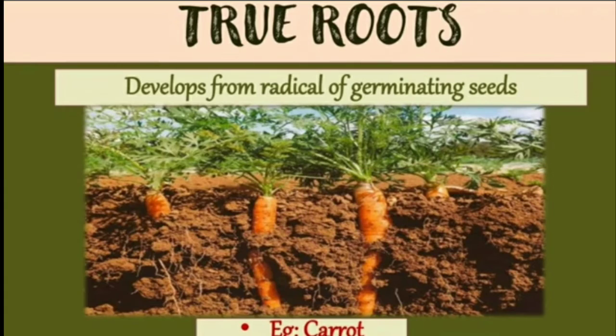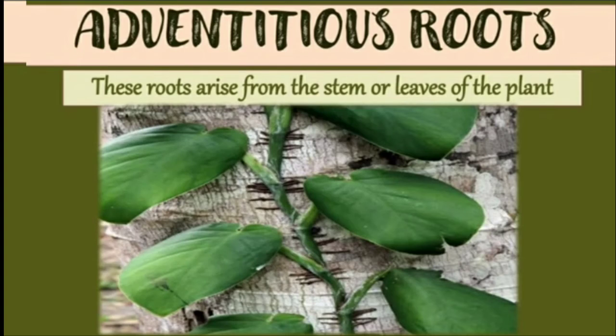The next type of root is true roots. They develop from the radicle of a germinating seed. Now, you must be knowing the meaning of radicle, right? Very good. So, the roots which are developed from the radicle of a germinating seed are true roots. For example, carrot.